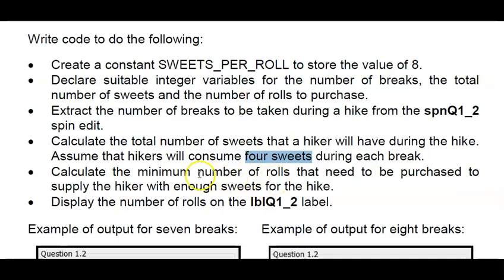So therefore, this is an indication that you will have to use ceil here to round your value up once you've divided by your number of sweets. And then you need it to display the rolls in the label. Press pause. I will show you some output just now.